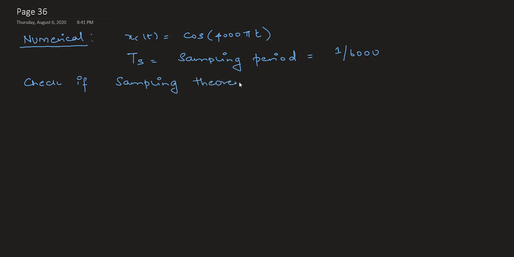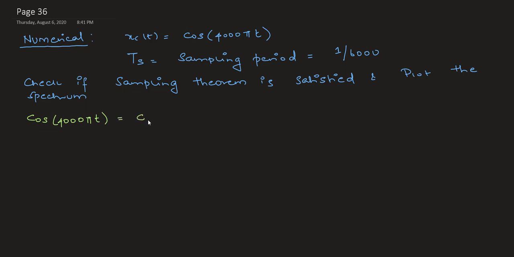For the next question, we have a continuous signal xc of t given by cos 4000 pi t, and Ts is my sampling period. Now I need to check if the sampling theorem is satisfied, and we need to plot the spectrum. Good. So this is the question that we have to do.